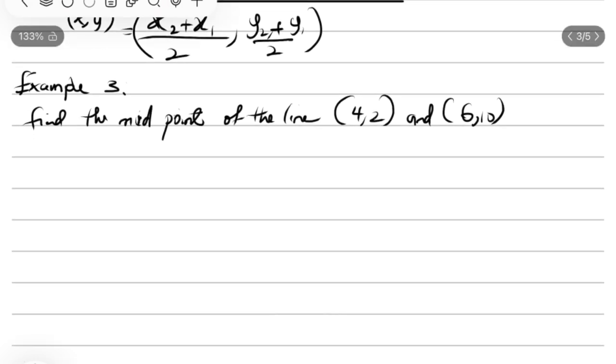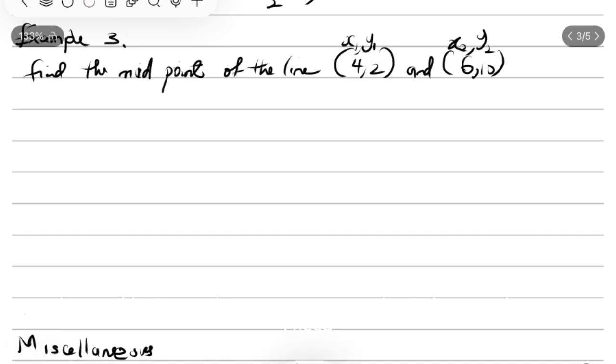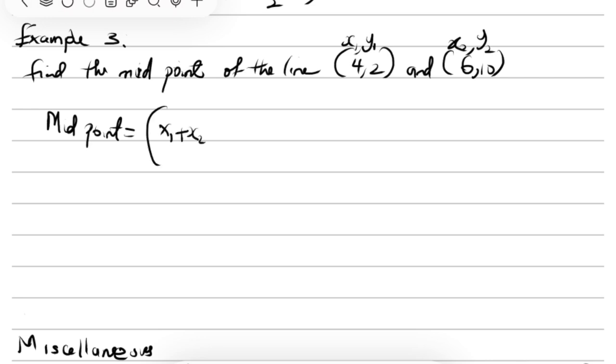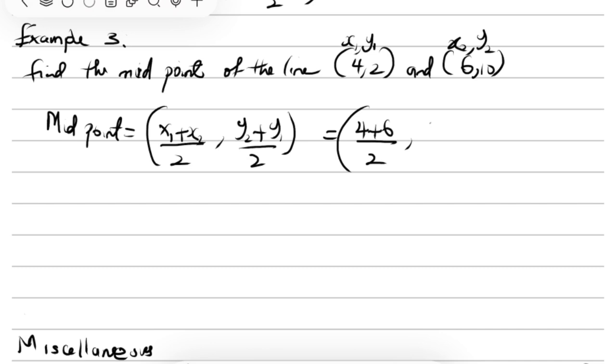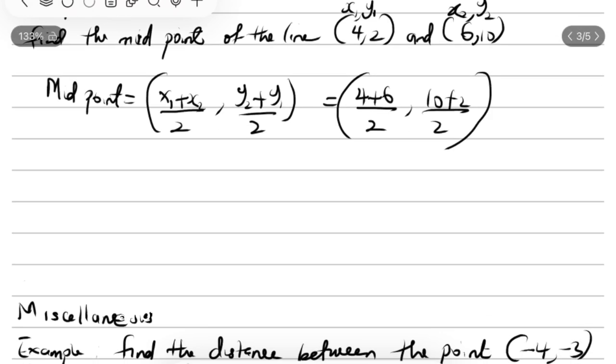So in this case, find the midpoint of the line between (4, 2) and (6, 10). This is our x1, this is y1, this is our x2, and this is our y2. So our midpoint is going to become x1 plus x2, I told you you can write it interchangeably, still correct, all over 2, which will give us 4 plus 6 all over 2. Then y2 is 10 plus 2 all over 2. So that is 10 all over 2, then 12 all over 2.